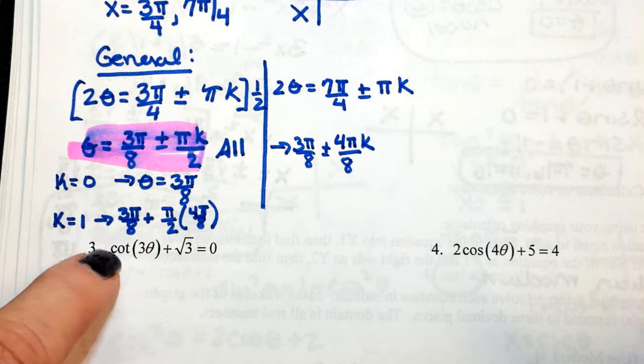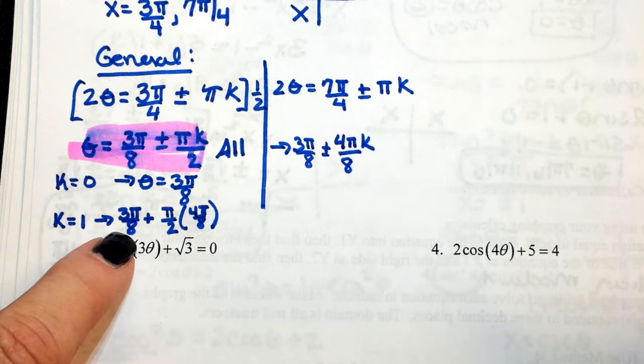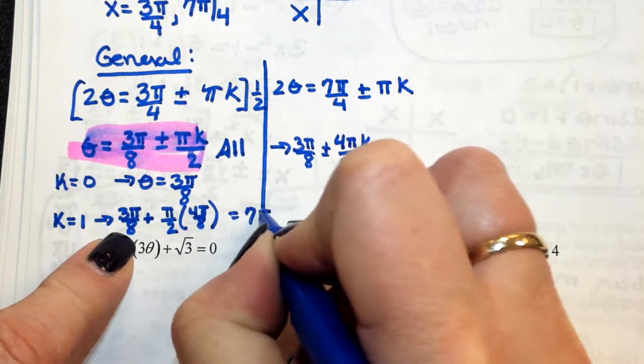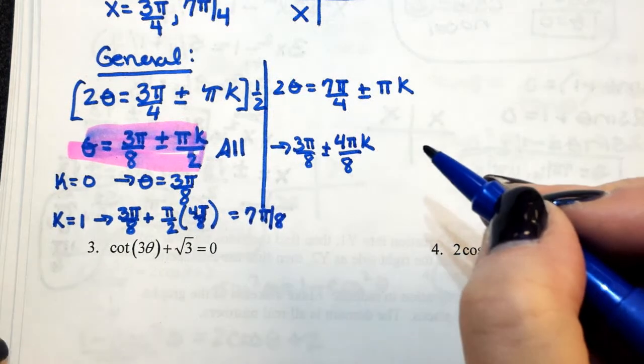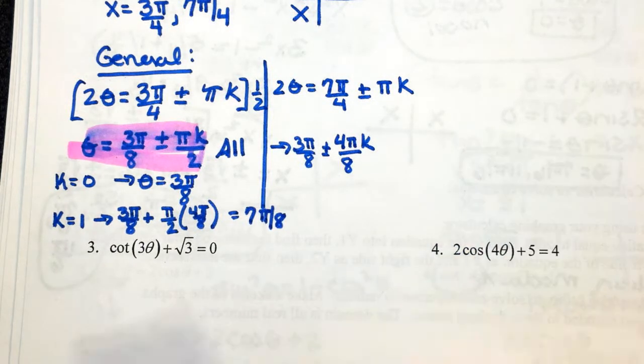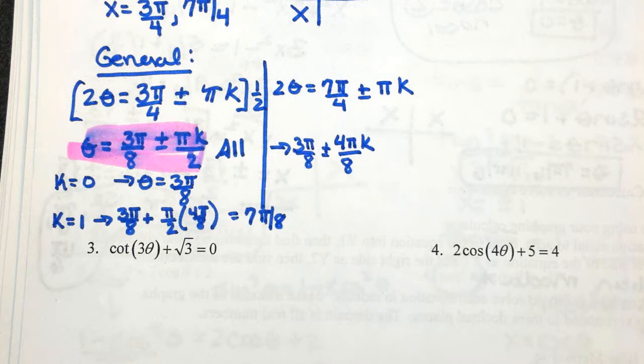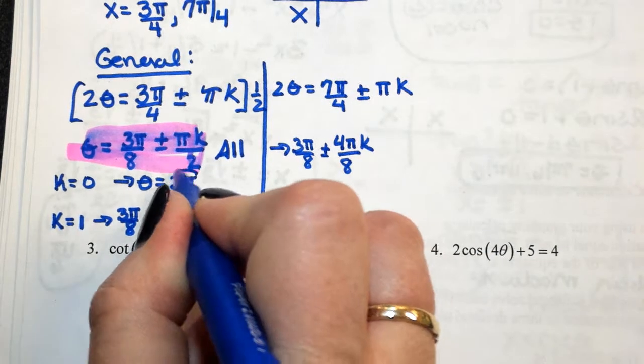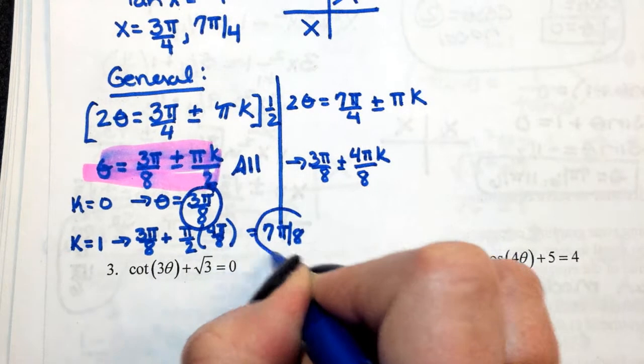So what's 4 pi over 8 plus 3 pi over 8? 7 pi over 8. Is 7 pi over 8 still less than 2 pi? How am I going to know when I get to an angle greater than 2 pi? With a denominator of 8, what's that numerator going to have to be? 16. So I keep going until I get to a fraction that's larger than 16 pi over 8. All right, so right now I've got two solutions. I've got 3 pi over 8. I've got 7 pi over 8.